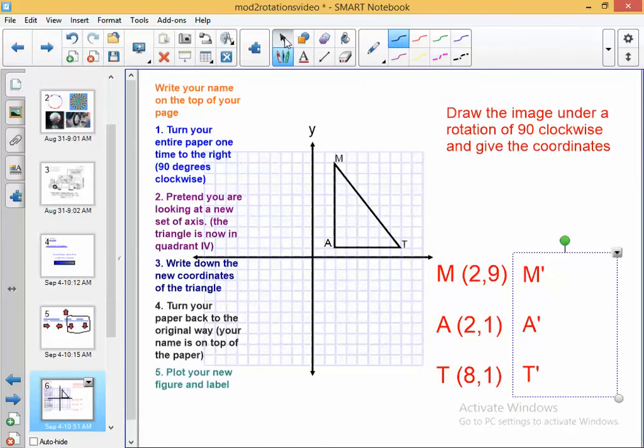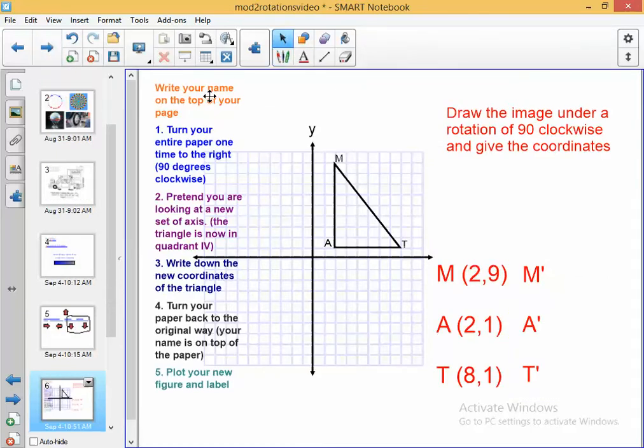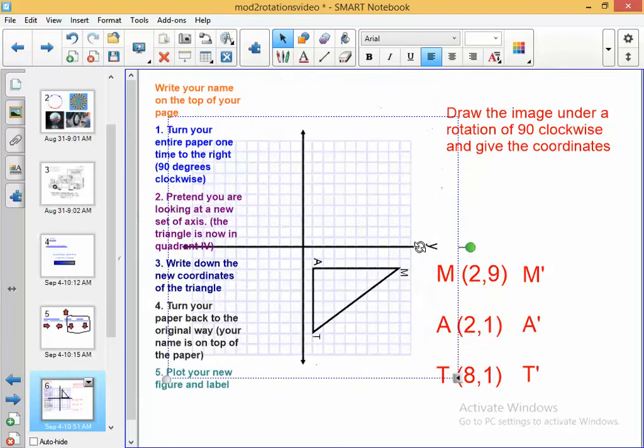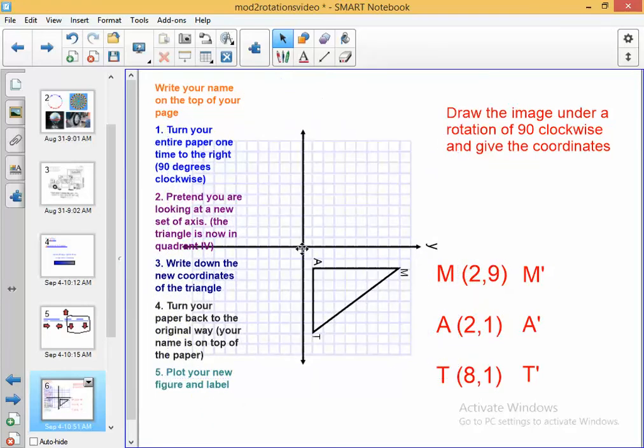Okay, so this is an example. First thing I want you to notice is it says draw the image under a rotation of 90 degrees clockwise and give the coordinates. It's really important to write your name on the top of your paper. This is the first time we've not had numbers on our axes, and that's really important in a rotation because we're going to be turning the paper and the numbers are going to change. So turn your entire paper one time to the right, 90 degrees clockwise. We're going to pretend that we're looking at a new set of axes. This is the top of my paper now, and the triangle is now in quadrant 4.